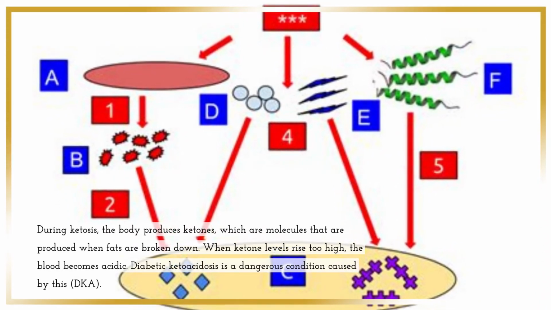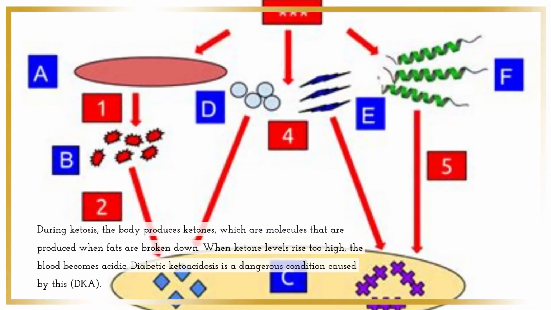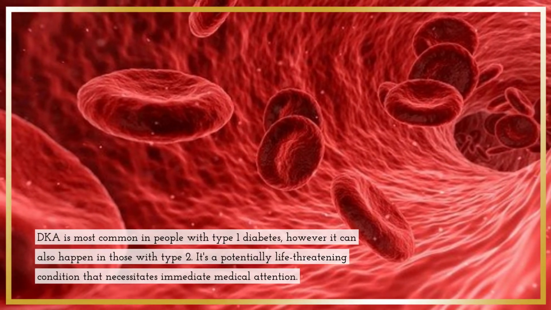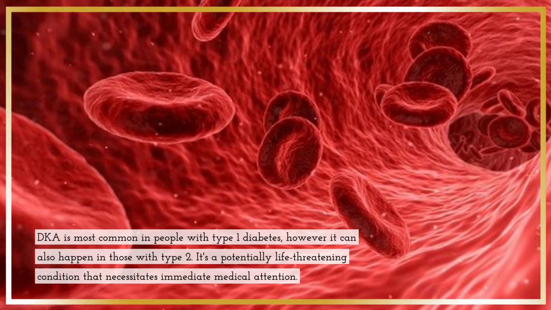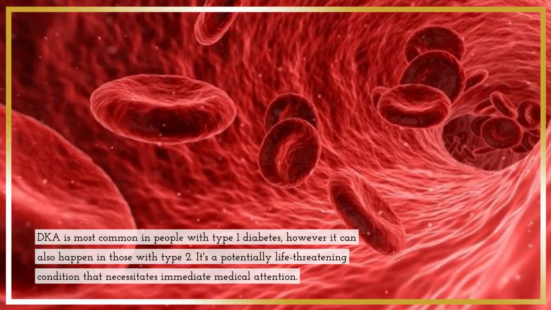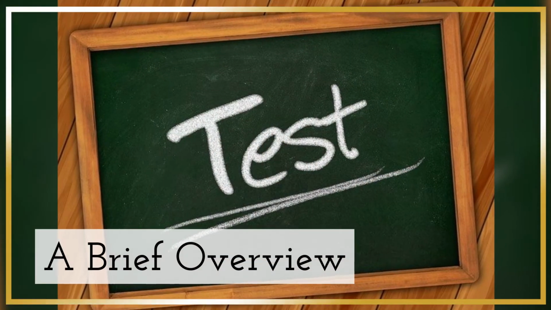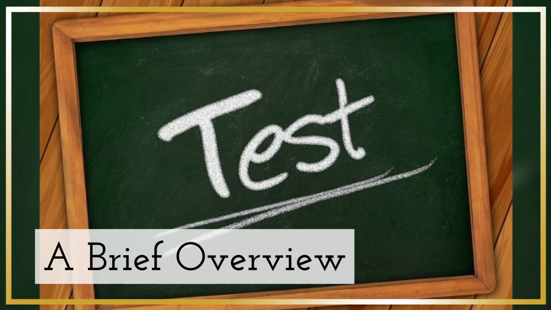Diabetic ketoacidosis, DKA, is a dangerous condition caused by this. DKA is most common in people with type 1 diabetes, however it can also happen in those with type 2. It's a potentially life-threatening condition that necessitates immediate medical attention. A brief overview.